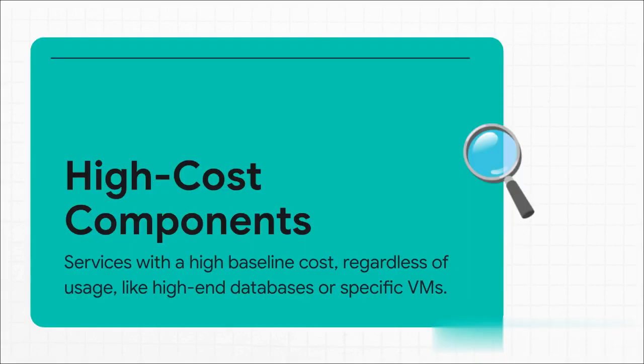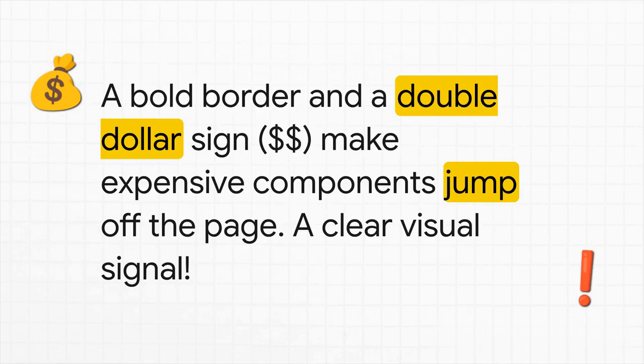All right, next up, we need to identify what I call high-cost components. These are the services that have a pretty hefty price tag right out of the box. Think about that big provisioned high-end database, or a whole fleet of specialized GPU instances. Their cost isn't really about usage, they're just expensive to have running, period. And to mark these, it's super simple: a bold border and a double $ sign. Instantly, that expensive component just jumps right off the page at you. It's a clear, unmissable visual signal that this part of the system is a big chunk of your baseline spend.